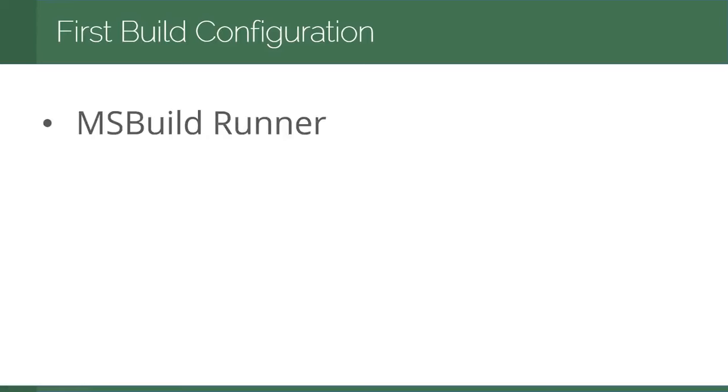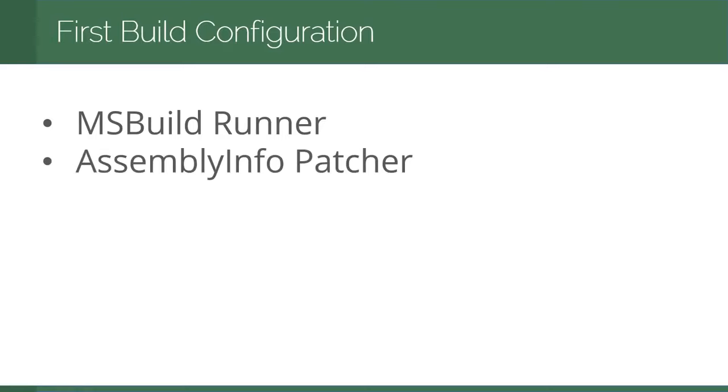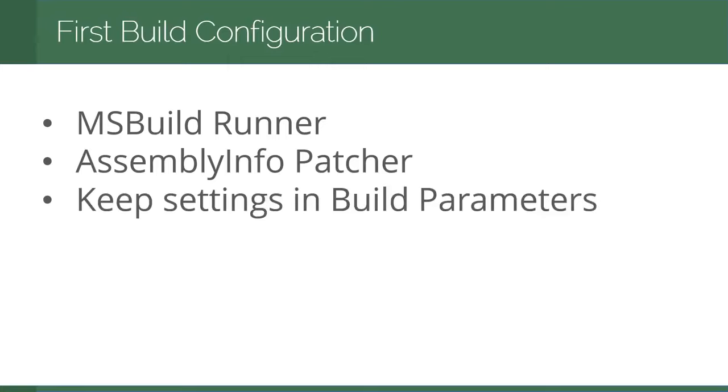Let's just quickly review what we've done. We've used the MS build runner to do a build on our solution. We've used the assembly info patcher to patch the version numbers on our assemblies and revert those changes after the build is done. We've centralized our settings into build parameters, and that's just a good practice because it makes your builds easier to manage. And also, once we get into templating, it makes your builds easier to turn into templates. So you can use the same build structure for other projects.